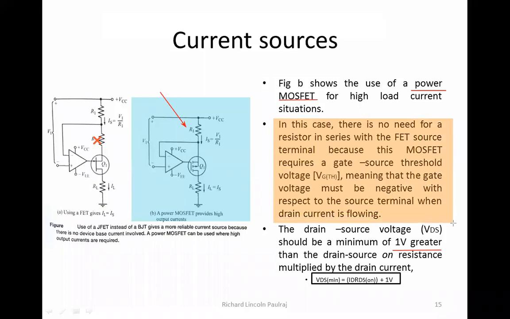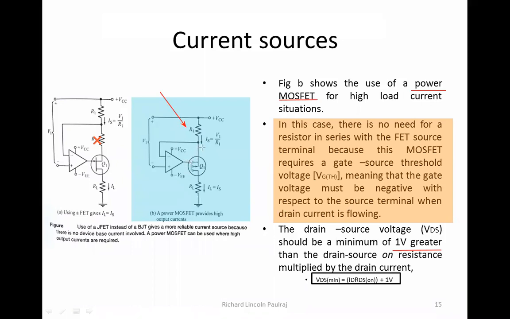So one of the resistances is eliminated, and we are using a MOSFET, and that too not a simple MOSFET, we're using a power MOSFET. Because of this power MOSFET, we are looking at operations happening at higher potentials, right? And we are looking at threshold voltages across gate and source. The MOSFET requires a gate to source threshold voltage, which means the gate voltage must be negative with respect to the source. So if I check the gate voltage with respect to the source, it should actually be negative.